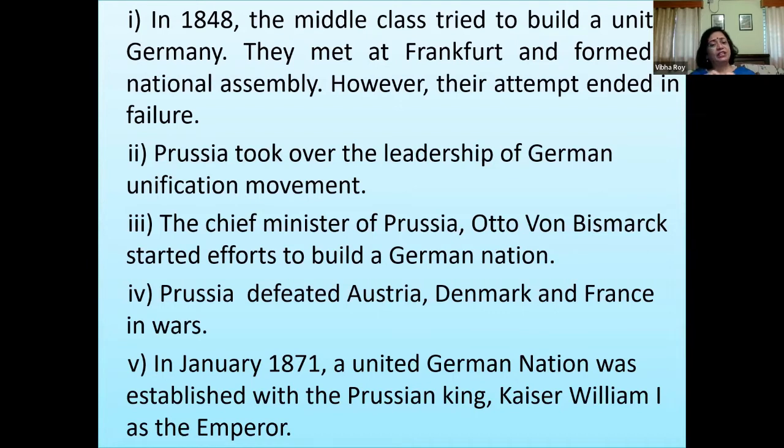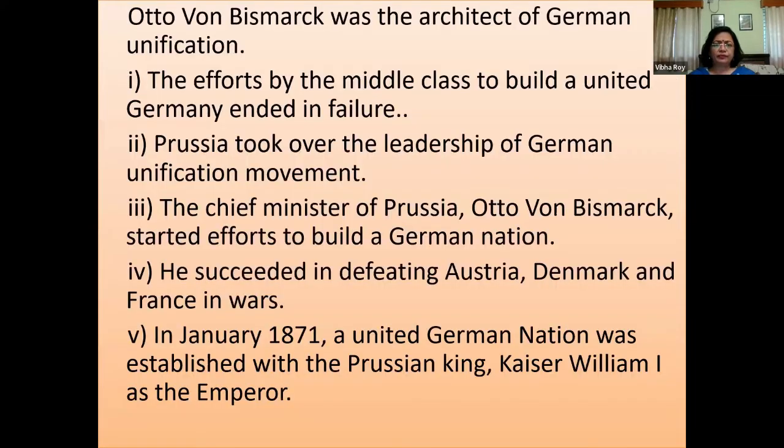And the chief minister of Prussia, a very strong person, Otto von Bismarck, started efforts to build a German nation. Prussia defeated Austria, Denmark, and France in wars. And in January 1871, a united German nation was established with the Prussian king, Kaiser William I, as the emperor. Otto von Bismarck was the architect, the main person behind German unification.